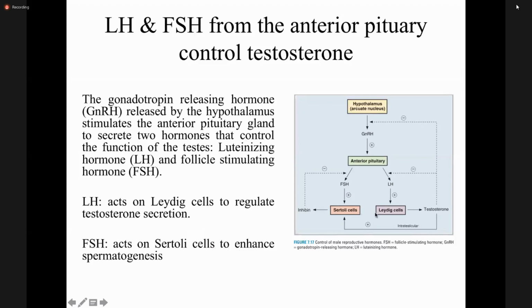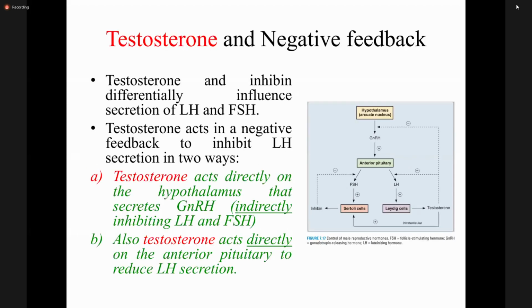Now, in addition to the Leydig cells, we have the release of inhibin by the Sertoli cells. Inhibin's action relates specifically to the anterior pituitary, and it inhibits the release of FSH. Sertoli cells, compared to Leydig cells, are more support cells. They're not so much endocrine cells. They mainly support the function of spermatogenesis.